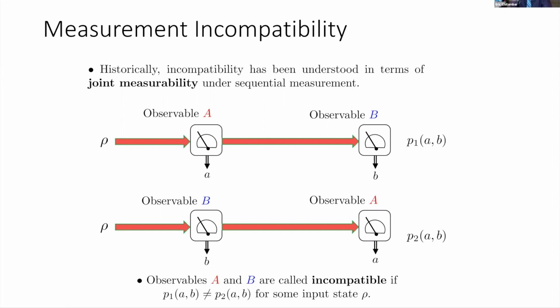So it turns out that in quantum mechanics, these distributions, P1 and P2, are not always the same, right? Which means that the order of your measurement matters. And so we say that A and B are incompatible if the joint distributions are different for some input state rho. Another way of phrasing this is that the joint probability distribution is not well defined because it depends on the order of measuring.